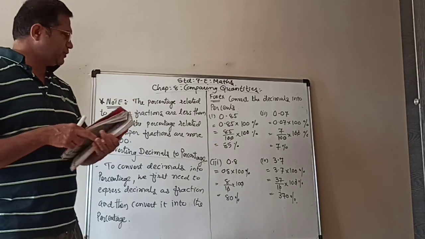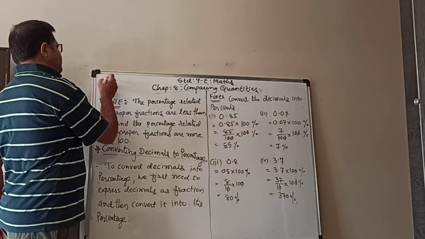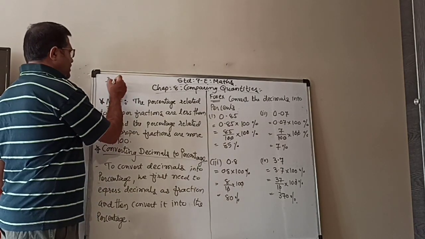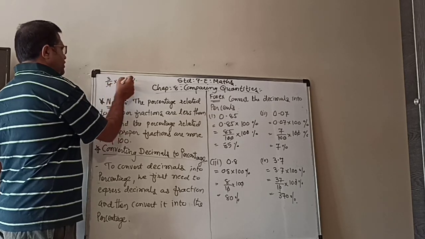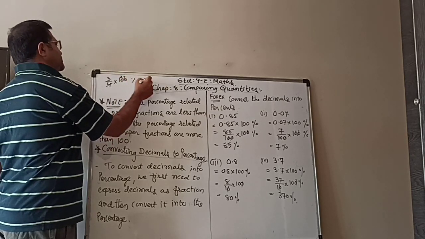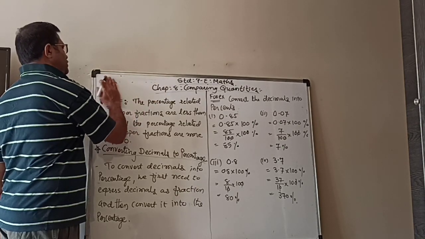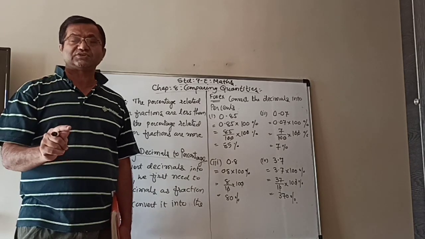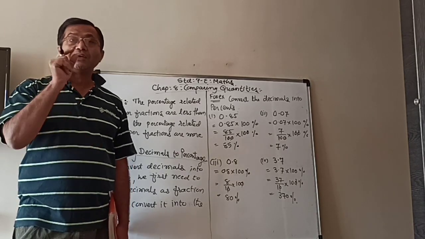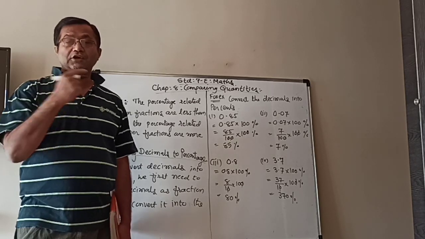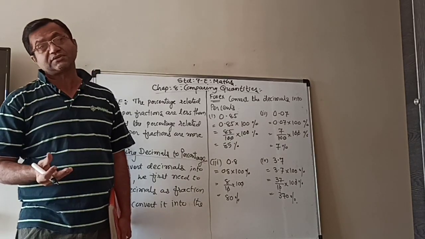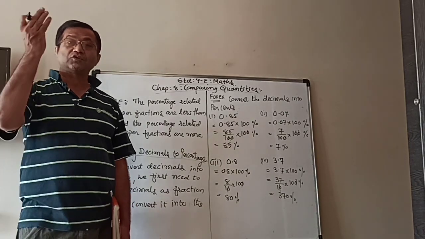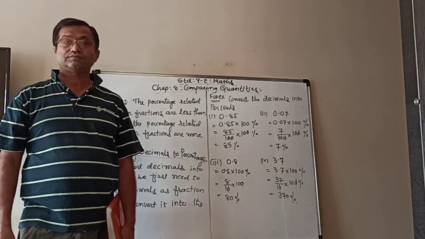Take another example of a proper fraction, like 3 by 4. We know how to do it: 3 by 4 multiplied by 100%. 25 fours are 100, 3 twenty-fives are 75%. So whenever there is a proper fraction, the percentage related to it is less than 100. You have to remember that because it can be asked in the blanks, MCQs, true or false, or answered in very short.